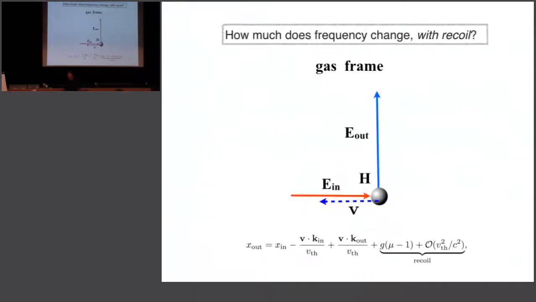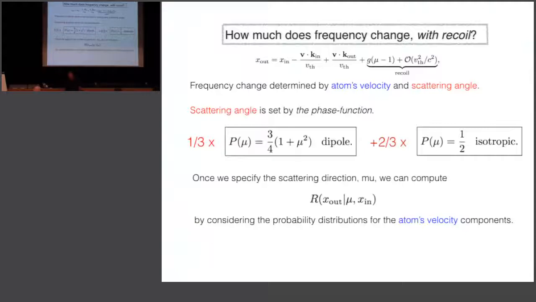Right? And what it does is add a small corrective term to this relation that we just derived. That's just for completeness. So what we would like to do now is, now that we have this expression, and recoil is included for completeness, but we might as well ignore it.